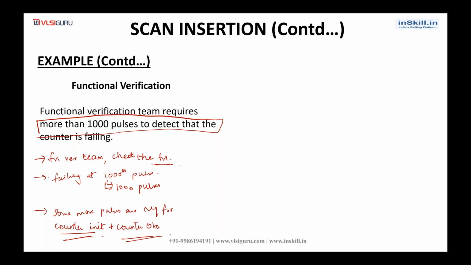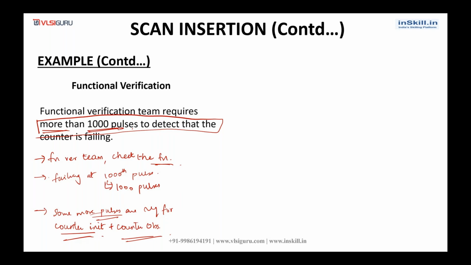The output of the counter has to be given to some register, and the register has to be read. That is what is called counter observation. So some more clock pulses will be required for counter initialization and counter observation. Altogether, the functional verification team requires more than 1000 clock pulses to tell that the counter is failing.